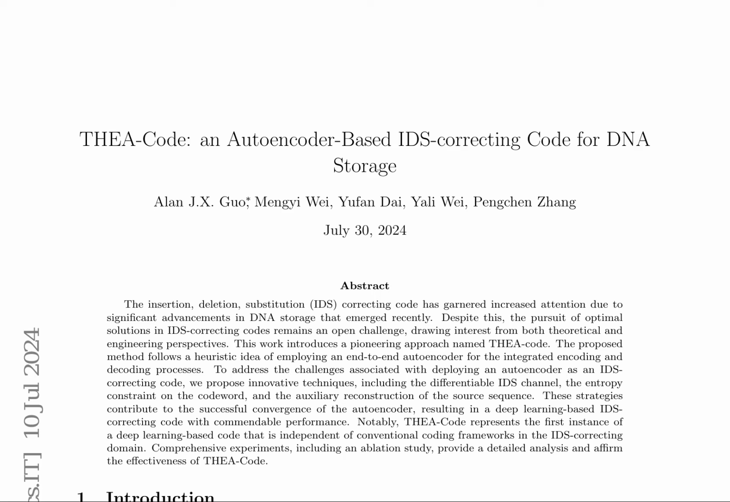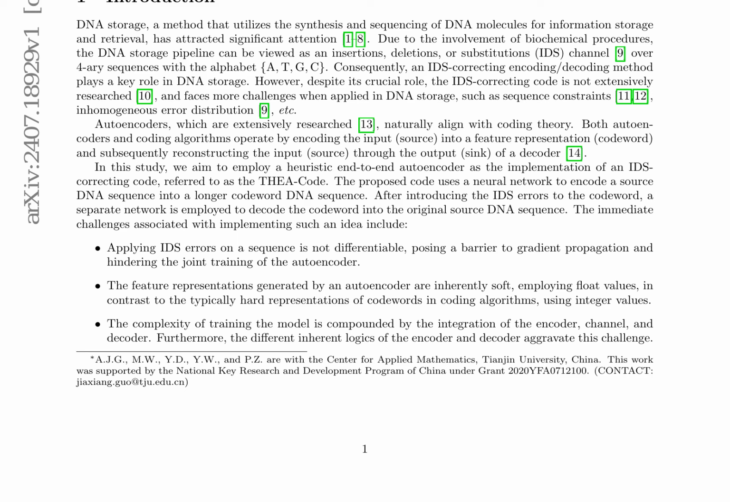The research introduces the THEA-Code, an autoencoder-based IDS-correcting code for DNA storage. It leverages an end-to-end autoencoder for integrated encoding and decoding, addressing challenges through techniques like the differentiable IDS channel, entropy constraint on the codeword, and auxiliary reconstruction of the source sequence. This approach marks the first instance of a deep learning-based code independent of conventional coding frameworks in the IDS-correcting domain. Comprehensive experiments, including an ablation study, affirm the effectiveness of the THEA-Code.